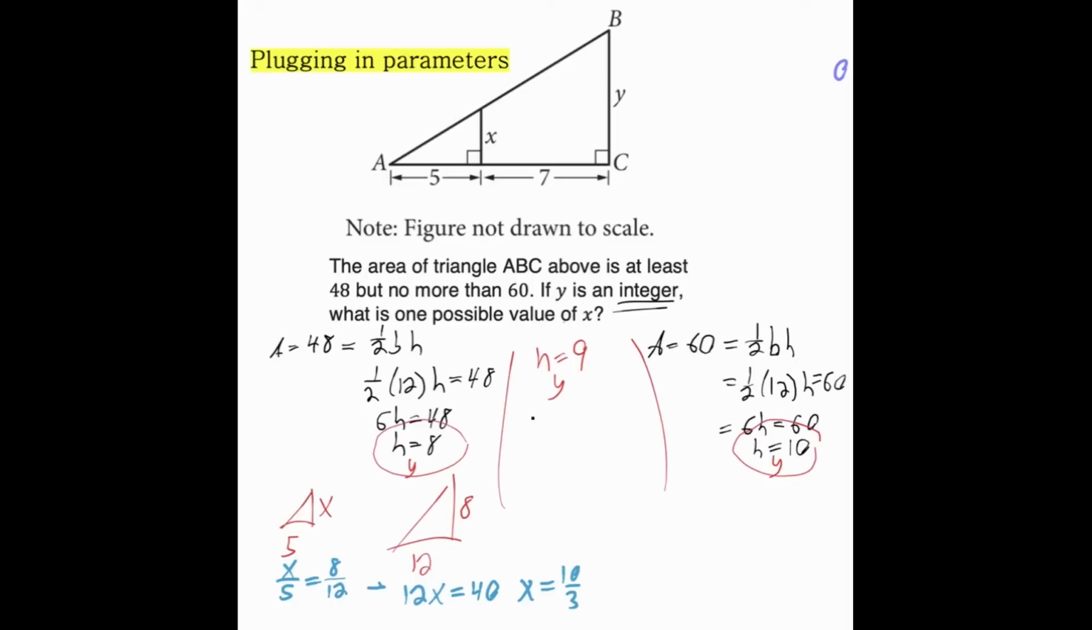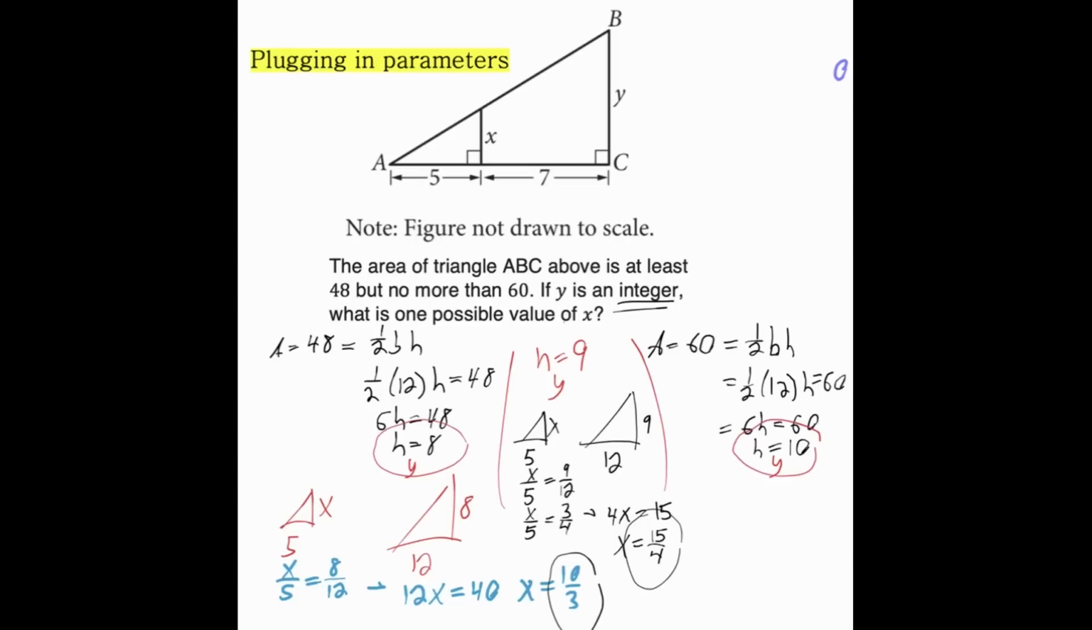Now we'll do it if the height were 9. That means that we've got x and 5 and 12 and 9. So setting up the proportion there, we can say x over 5 equals 9 over 12. X over 5 equals 3 over 4. Cross multiply that. 4x equals 15. Divide by 4, x equals 15 over 4. So now we've got x is possibly 10 over 3. It's possibly 15 over 4.